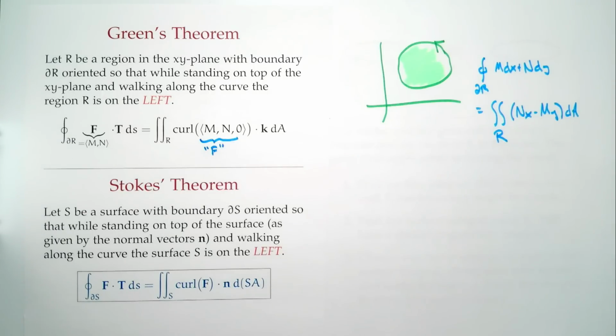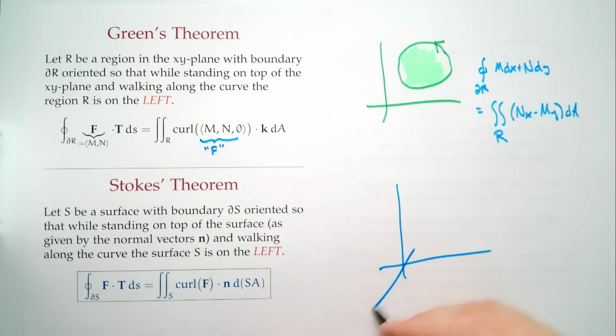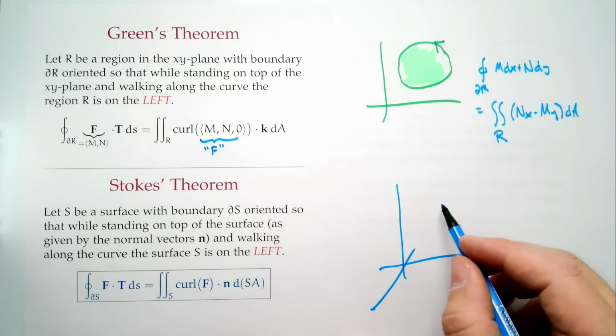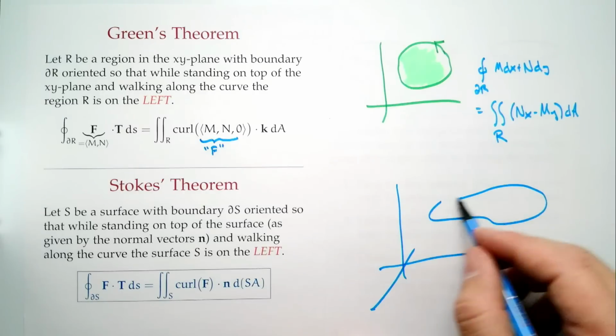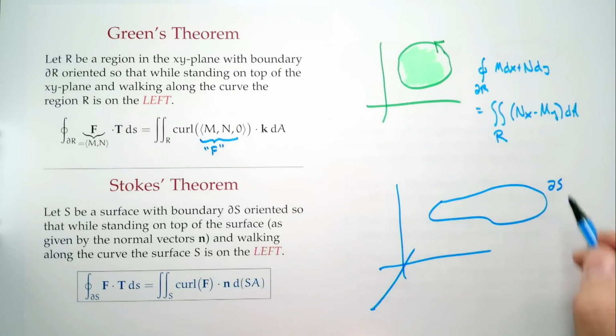So what is Stokes' theorem? Stokes' theorem says, let's take this whole setting, but we're going to move it up into the third dimension. So you have some region, a surface, if you will. So first off, we have a boundary. So this will be the boundary of our surface S.